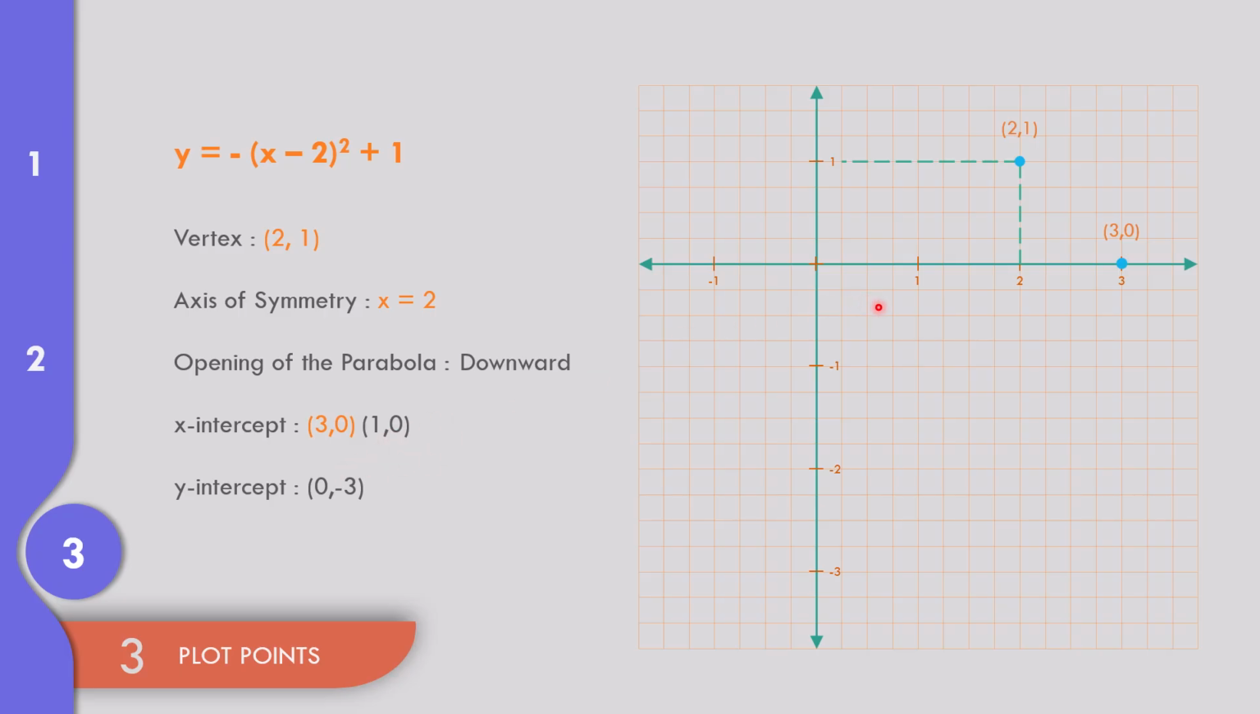(1, 0). So this is (1, 0). And then the y-intercept, that is (0, -3) within the y-axis. So (0, -3). Afterwards, let us plot the points. So the opening of the parabola opens downward.